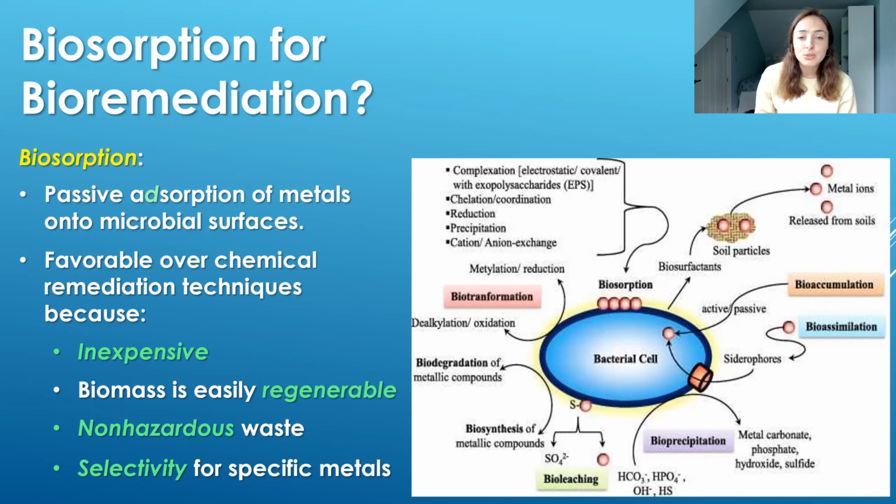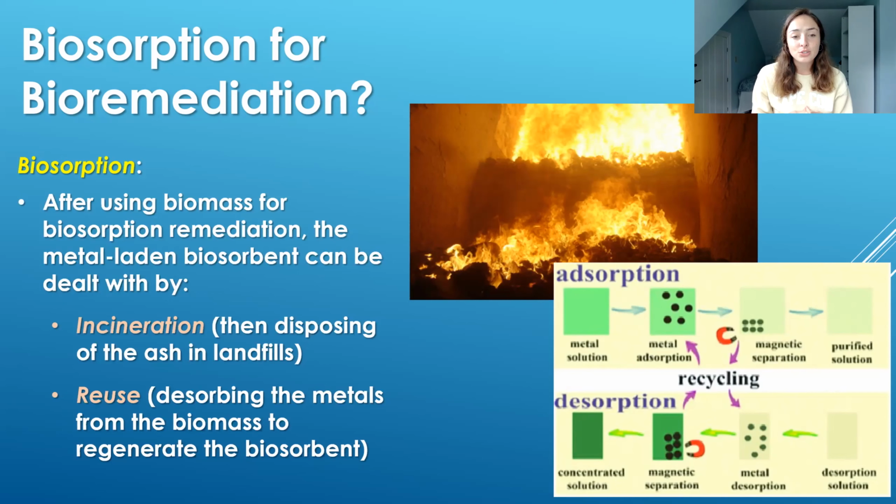And the pros of using this biosorption method for bioremediation include that it is inexpensive, the biomass can be easily regenerated, it is non-hazardous waste, and you can choose the selectivity of the bacteria or microbes that you're utilizing for specific metals. By this, I mean that there are different bacteria that we know bind with specific metals, and you can choose which one you want to bind a certain contaminant that you know is in that area that you want to remediate or remove.